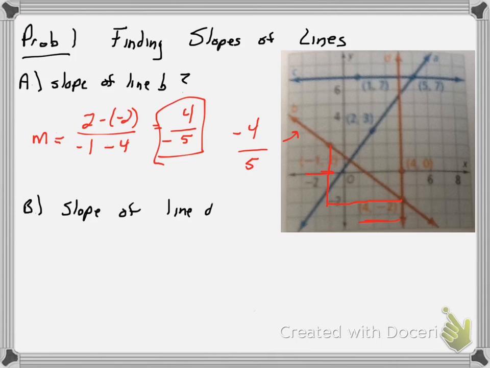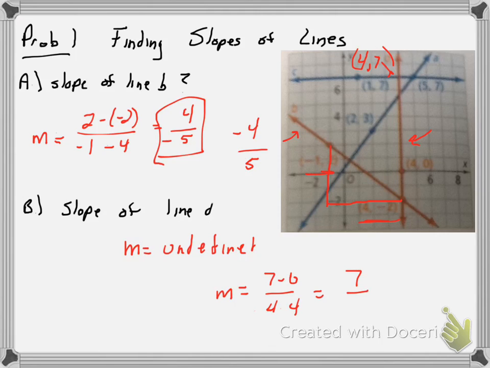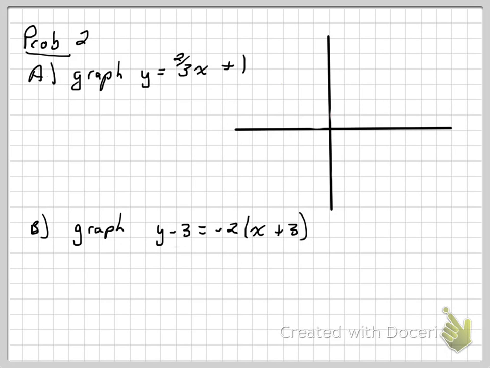Same thing, no difference. Slope of line D, if I look at D here, we see that's a vertical line. Slopes of all vertical lines are undefined. Well, why is it undefined? Well, there's really no slope here, right? It's straight up and down. But if I look at the points, that point right there is 4, 7. And I go ahead and do my slope formula, that gets me 7 minus 0 over 4 minus 4, which gives me 7 over 0, and of course we know we cannot divide by 0.